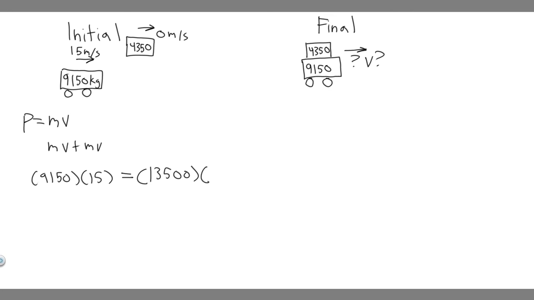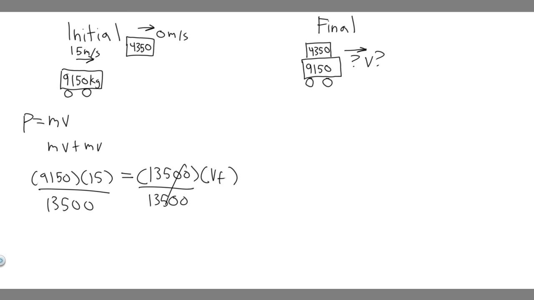And then we multiply by its velocity, but we don't know that. That's what we're solving for, so we just multiply by V final. What we want to do now is solve for V final, so you can divide by 13,500. So just go ahead and do this: 9,150 times 15, and then divide by 13,500.